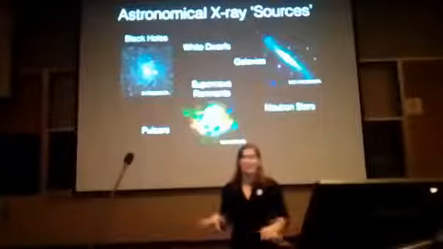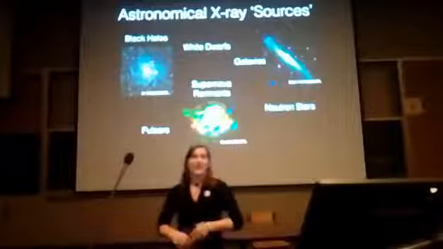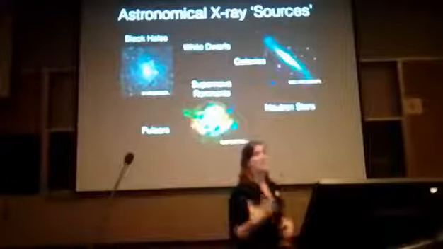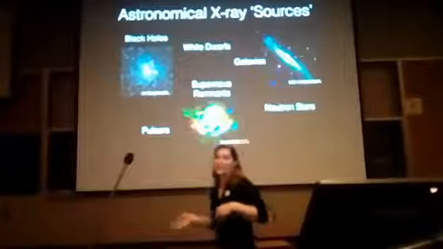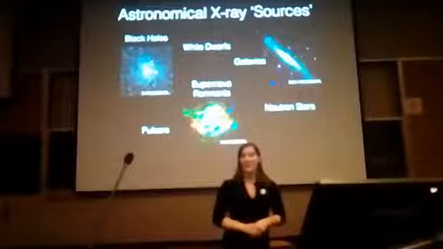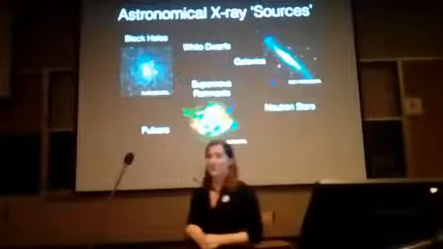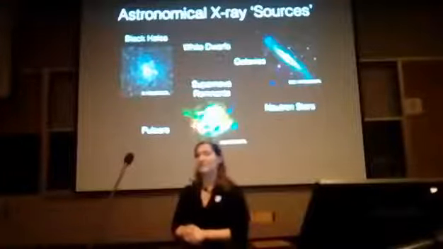So I'm also going to use the term sources, and I want to make sure that we're all on the same page. When I say source, that means any object in the sky that emits X-ray radiation. So that can be anything from black holes to white dwarfs to neutron stars. The supernova remnant is a very good example. At the bottom is a wonderful NuSTAR image of Cassiopeia A, which is a very well-known supernova remnant.